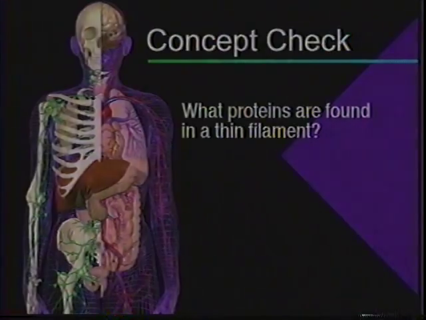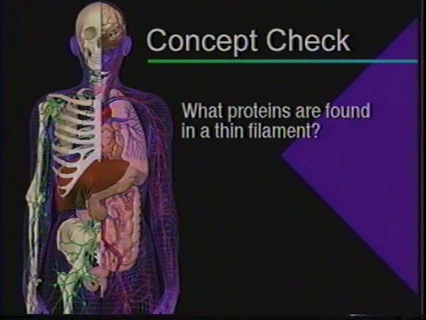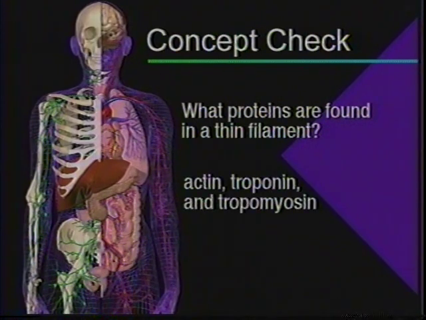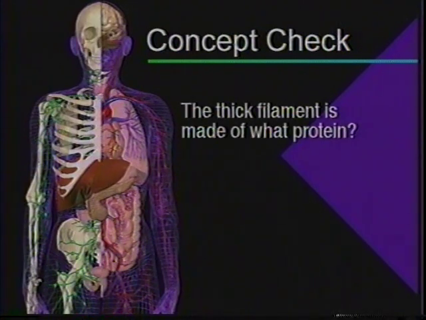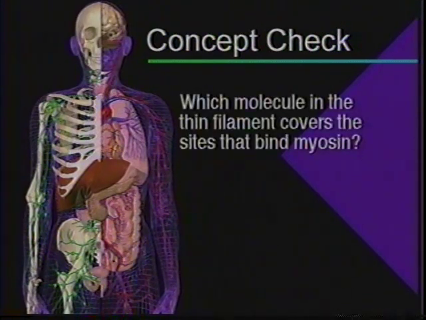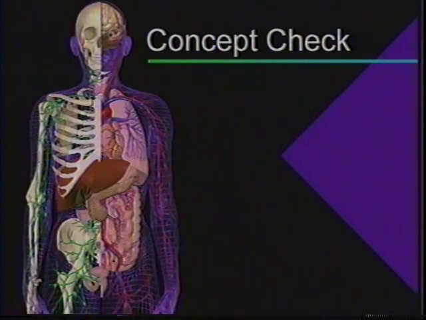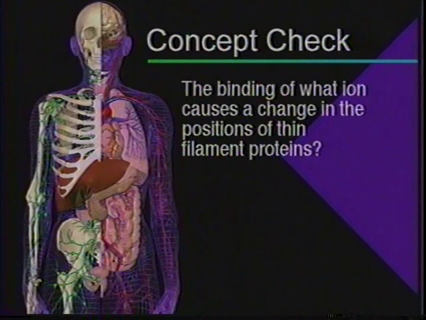Take a moment now for a quick concept check. What proteins are found in a thin filament? The thick filament is made of what protein? Which molecule in the thin filament covers the sites that bind myosin? The binding of what ion causes a change in the positions of thin filament proteins?